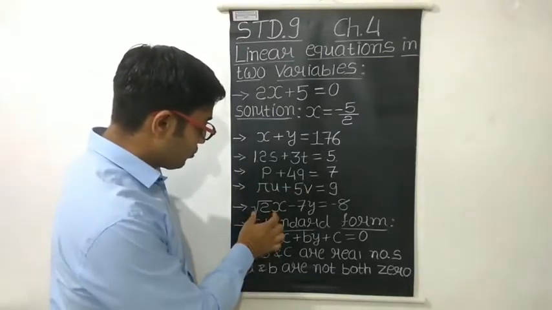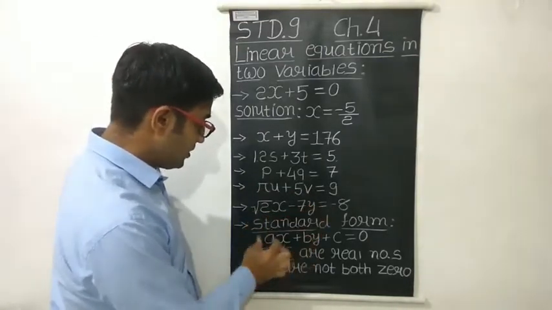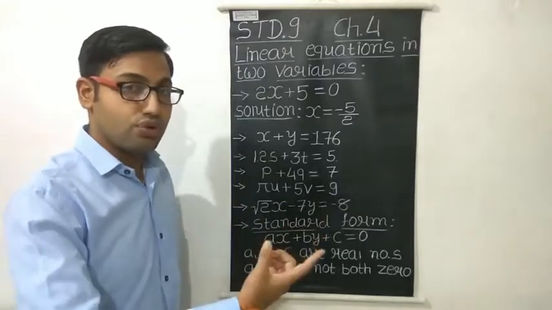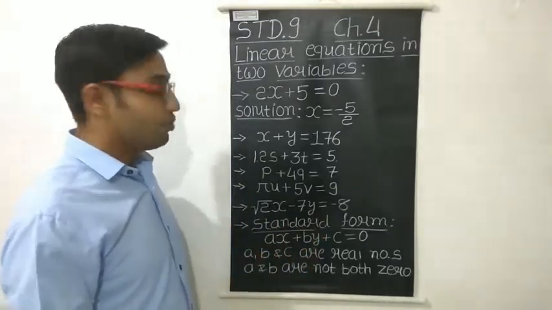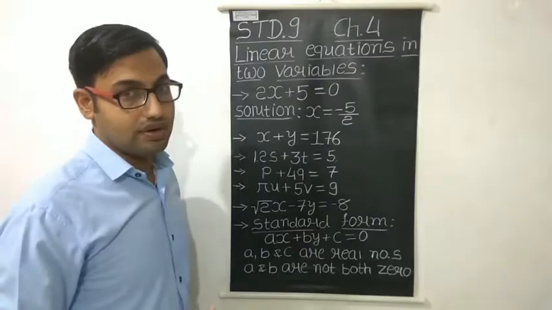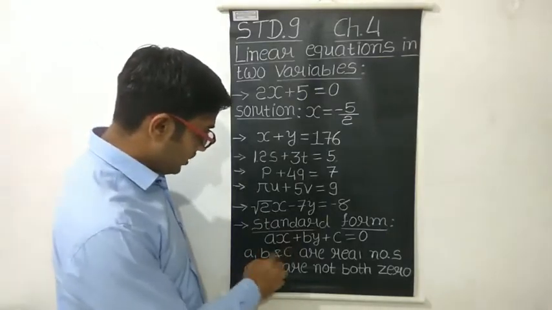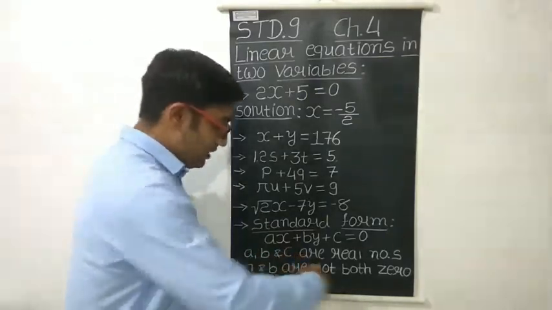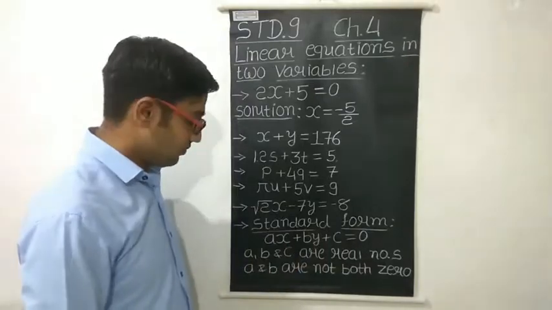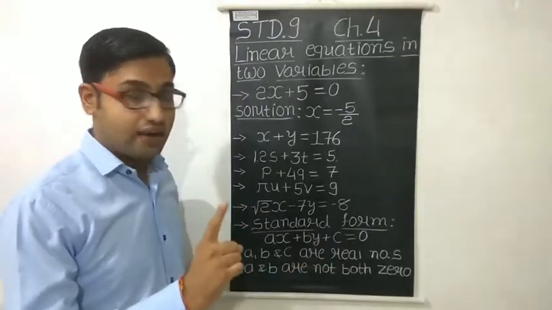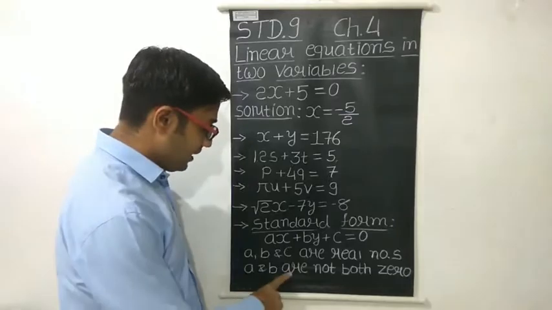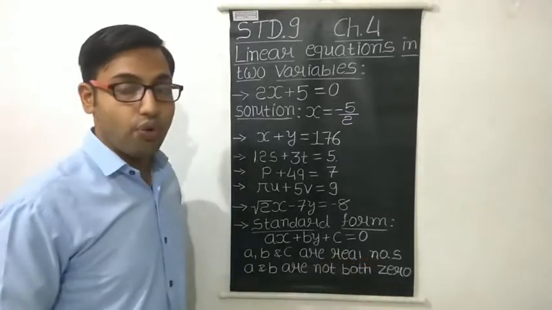In the same way here also, if we compare this equation with this, we get a equal to root 2. And root 2 is again an irrational number. Right? So what are a, b and c? Now it is clear. A, b and c are real numbers. One condition is there. What is that? A and b are not both 0.